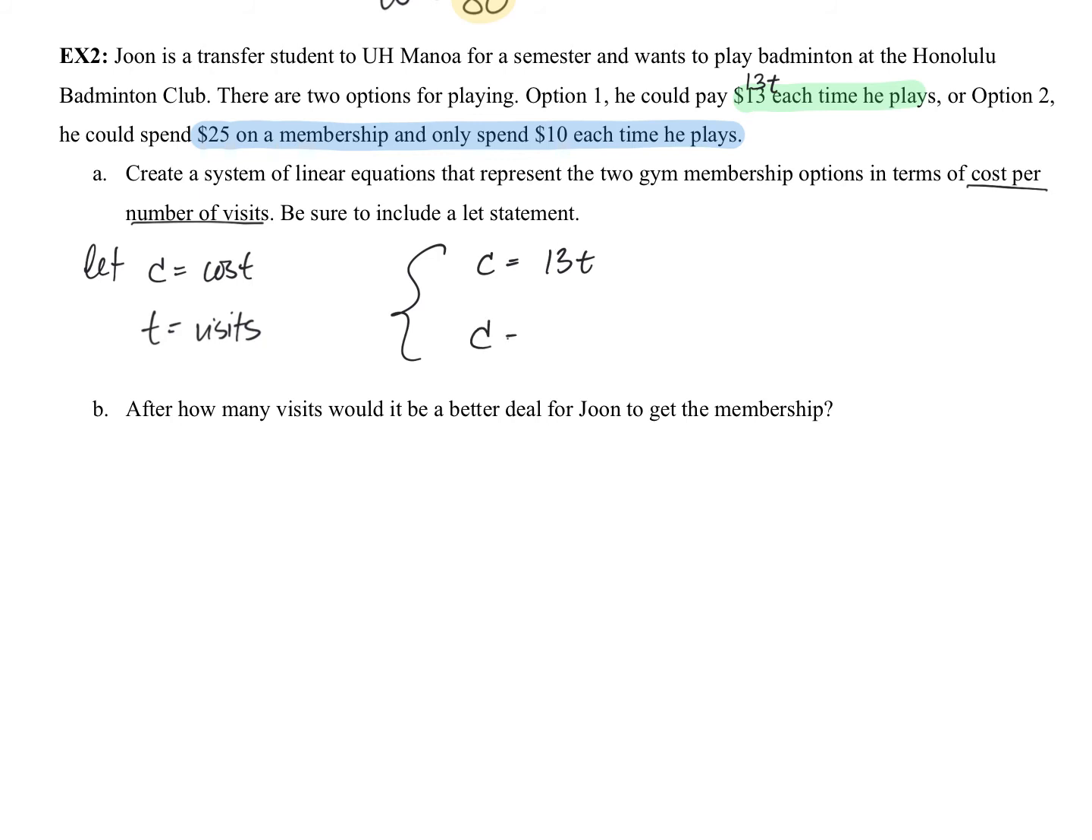In option 2, he can spend $25 and only spend $10 each time he plays. So this time the cost is going to equal $25 flat for one time, plus $10 each time he visits. So that would be 10 times t, because each time he goes, he spends $10. And there we have our system.